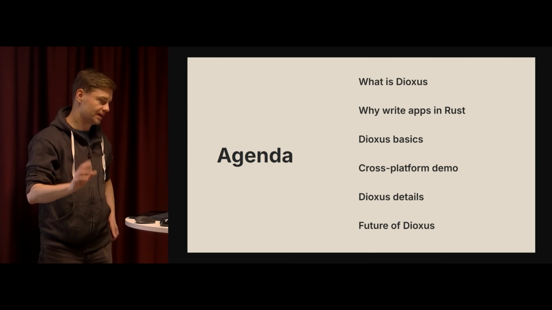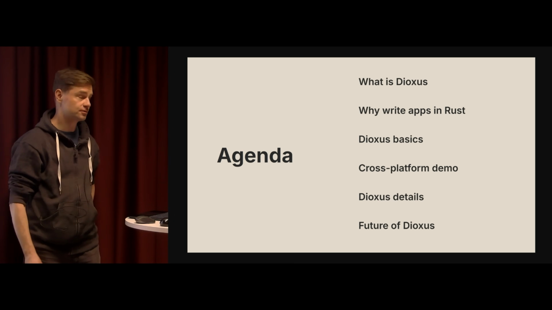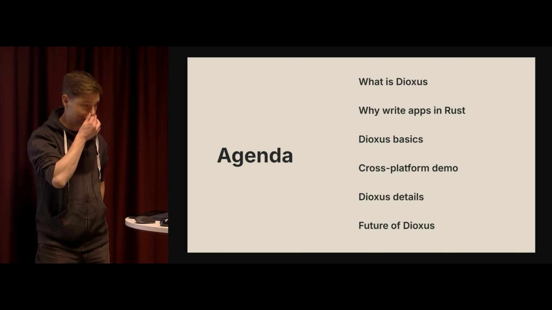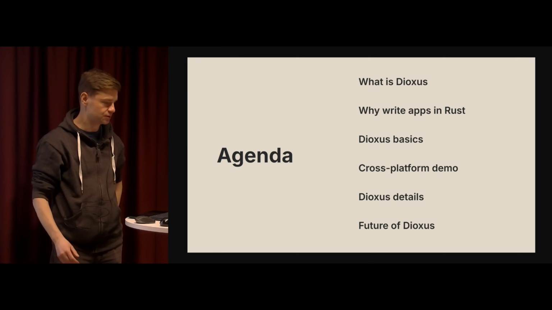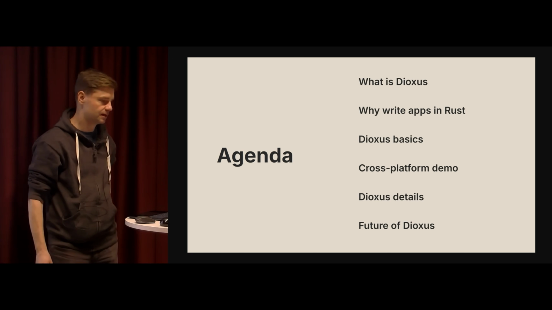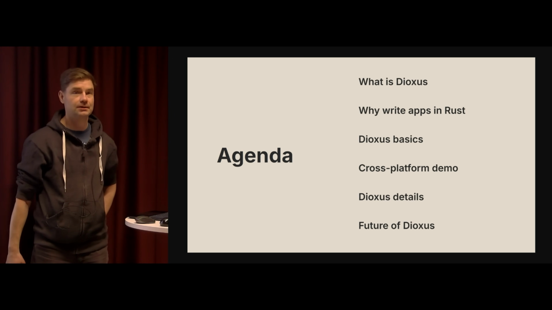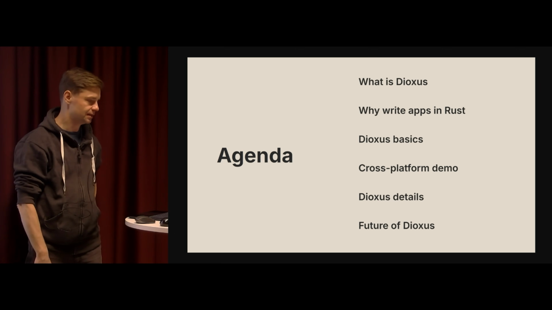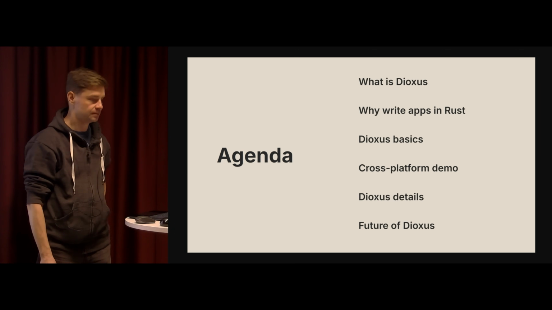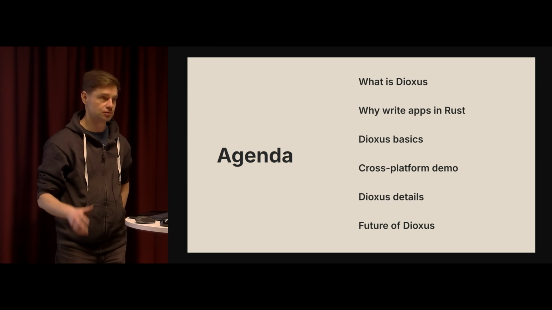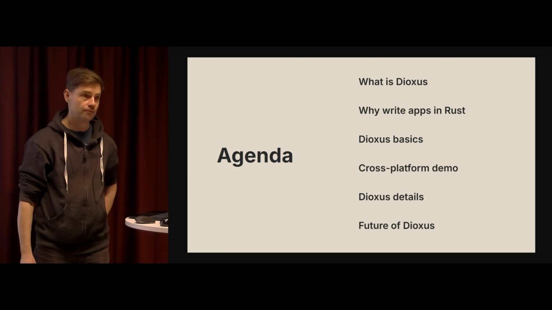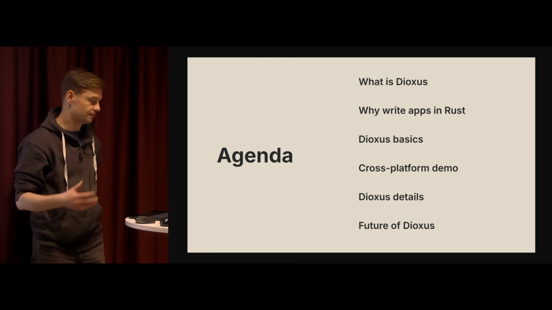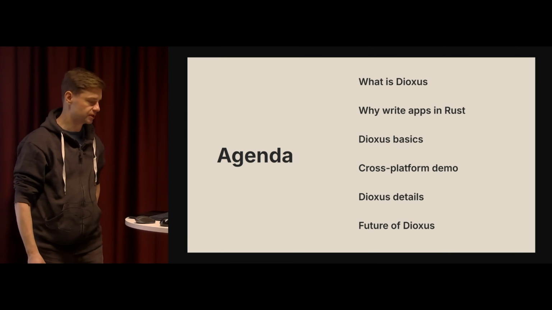All right, so first I'll cover what this Dioxus thing is, because probably most of you don't know about it, especially if you've been mostly interested in the low-level Rust stuff. Then about why to write apps in general in Rust, especially apps in the user interface space. Then going through the Dioxus basics, just to give you an understanding of what it is and how it works. Then I have a short cross-platform demonstration here.